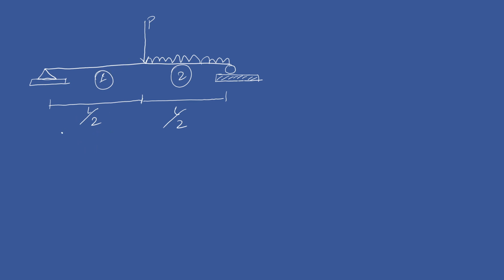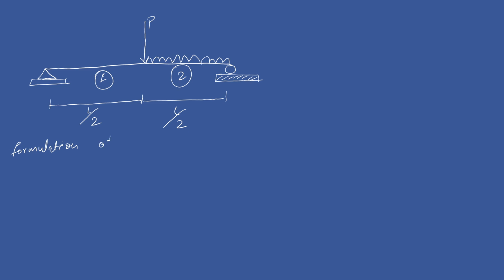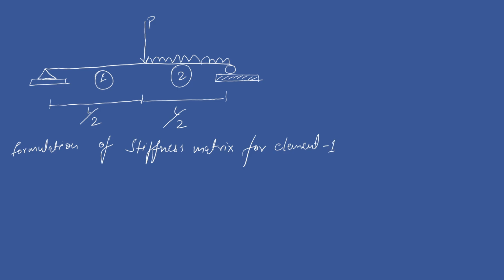Now corresponding to that, first we need to formulate the stiffness matrix. So we'll formulate the stiffness matrix for element 1. This part of the beam, we will formulate the stiffness matrix. Let's see how to do that.